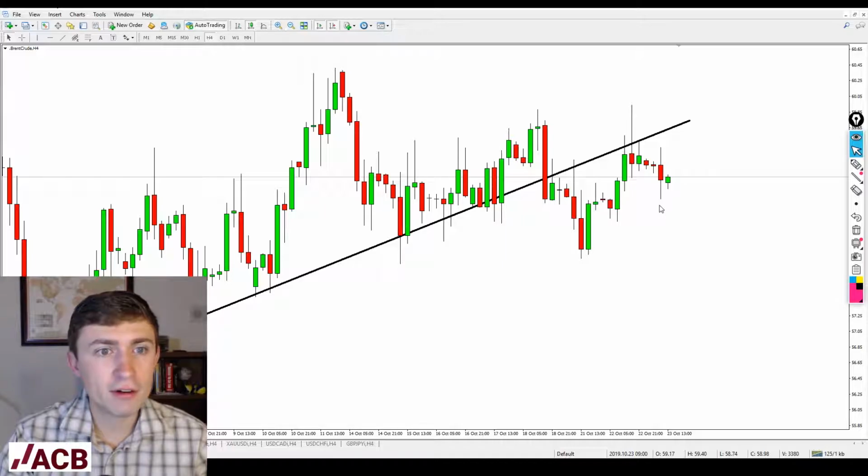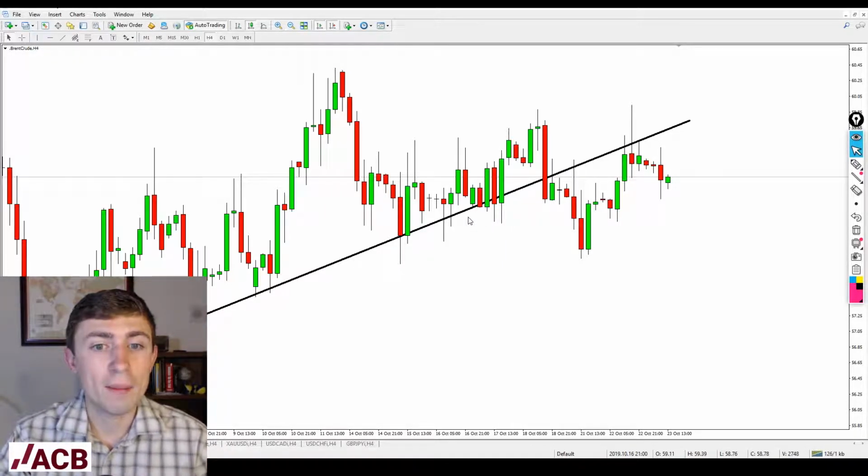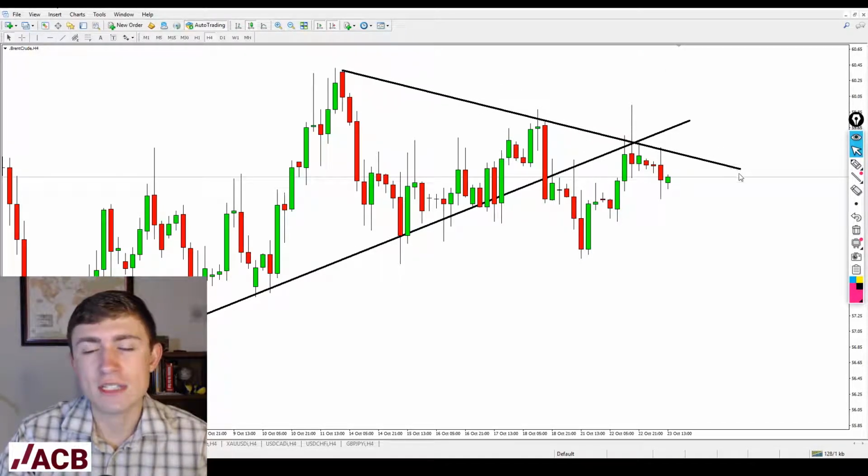But for the most part, very low volatility recently on Brent Crude, not seeing a ton of action going on. We have this trend line. We also have potentially this trend line as well, which is now being formed. Just some levels to look out for on the 4-hour chart.